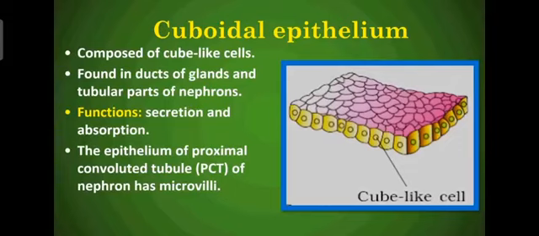The epithelium of the proximal convoluted tubule, that is PCT, of the nephron has microvilli. Microvilli means these are arranged into folds. In the nephron, you will find the microvilli. So in the diagram, you can see the cube-like cells. You remember the structure, that is cube-like cells are there, and their function is secretion and absorption. That is enough.